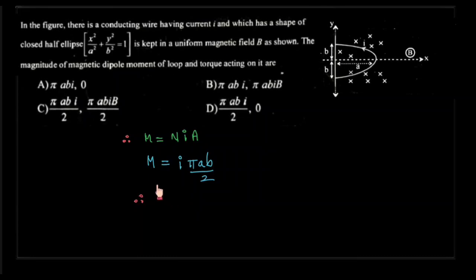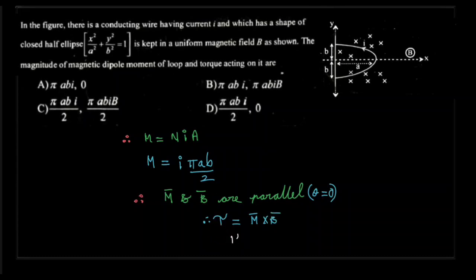Let me write this: the magnetic moment and this magnetic field are both parallel to each other, both into the board. Magnetic field and magnetic moment are parallel. Since they are parallel, theta will be equal to 0, therefore this torque, which is m bar cross b bar, will be equal to 0. This torque will be equal to 0, that's the answer for this question.